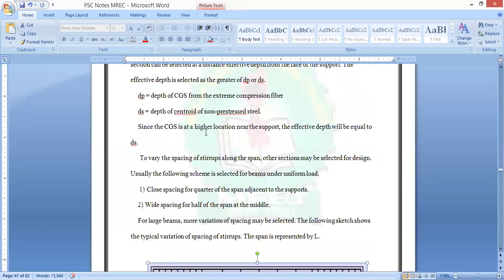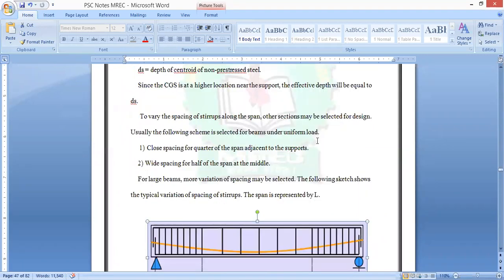So I think the notations you all know. dp is nothing but the depth of the center of gravity of steel from the extreme compression fiber. ds is the depth of the centroid of non-tensioned steel, right? So the center of gravity of steel is at a higher location near the support. The effective depth will be equal to ds.